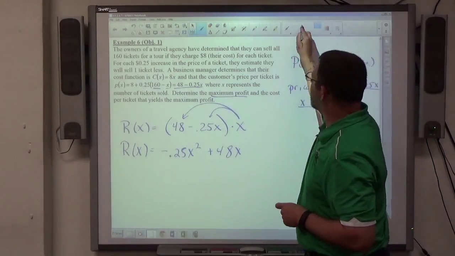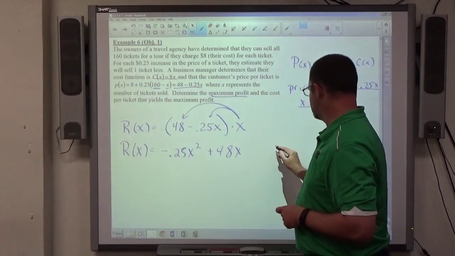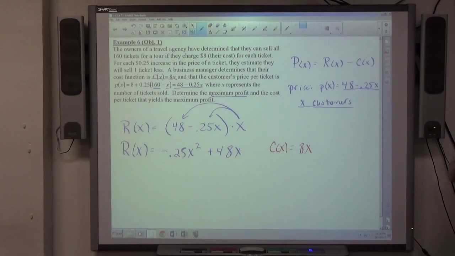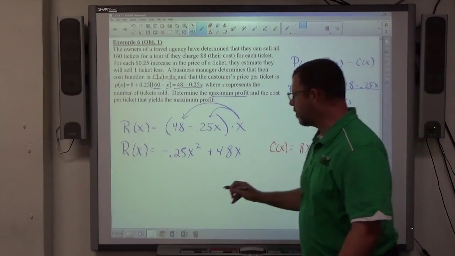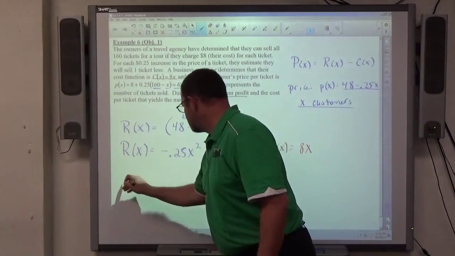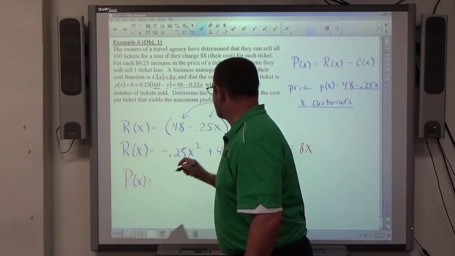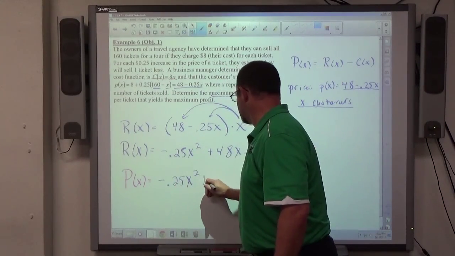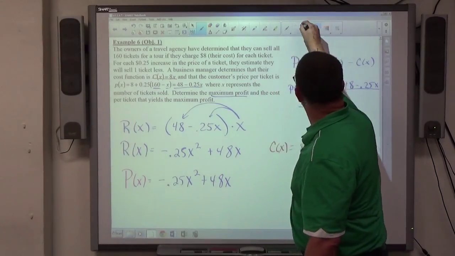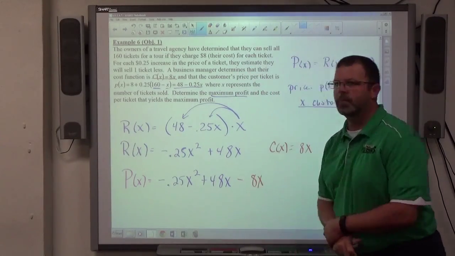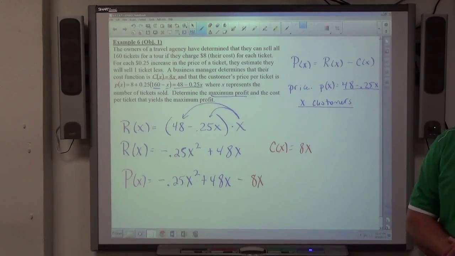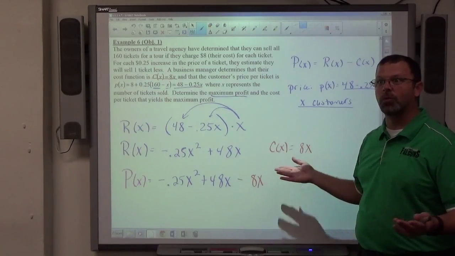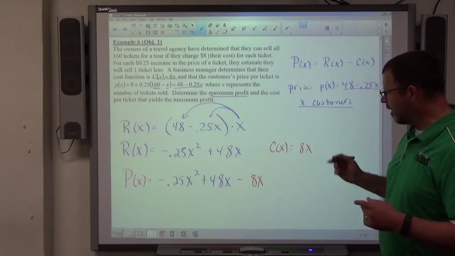It tells us in the problem the cost function is C of x equals 8x. So the profit is revenue minus cost, so the profit function in this problem, big P of x, is equal to the revenue function, negative 0.25x squared plus 48x minus the cost function, 8x. And this time the cost function is a single object actually, so I don't have to put parentheses around it. Usually the cost function is more than one thing, but in this case it just happens to be one thing. So minus 8x is sufficient.